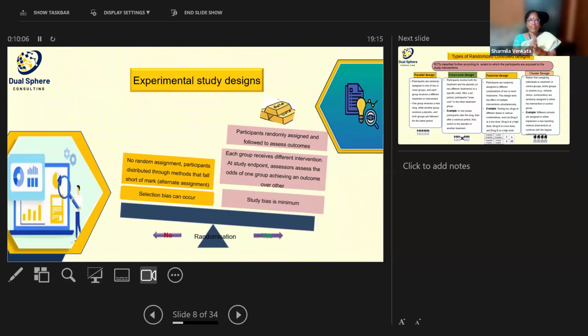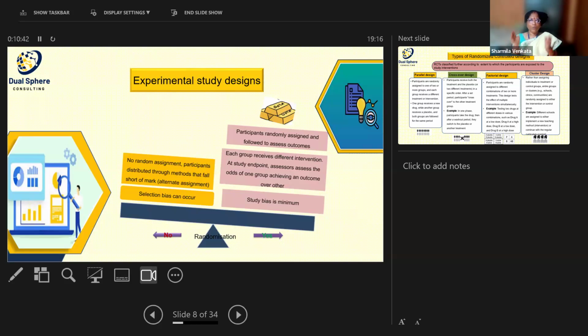Now the types of experimental study design. In experimental study design, the investigator assigns the exposure, as we have already seen. This is the world of clinical trials. The key features are that participants are allocated into different groups, each group receives different interventions, and at the end point, outcomes are compared. When randomization is used, bias is minimized. That's why we do randomized studies.